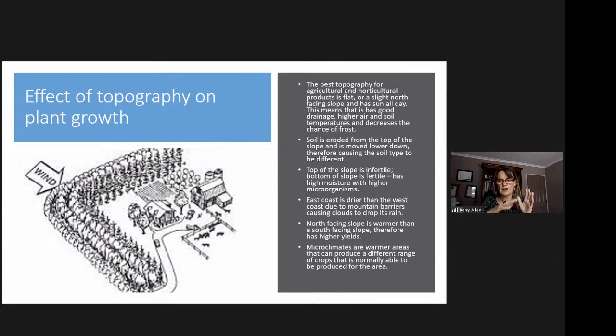Where you are in terms of your slope, so the top of the slope is usually more infertile than the bottom because your minerals and your nutrients have rolled down the hill. So you need to be aware of that.